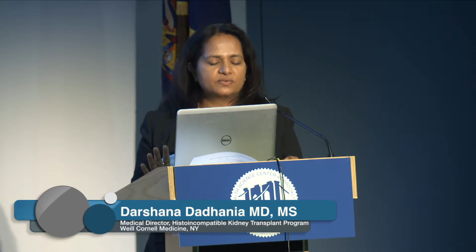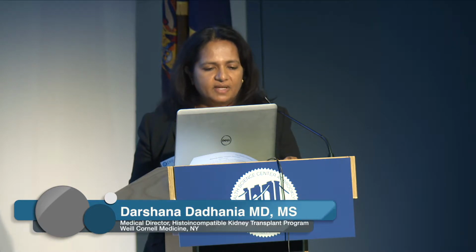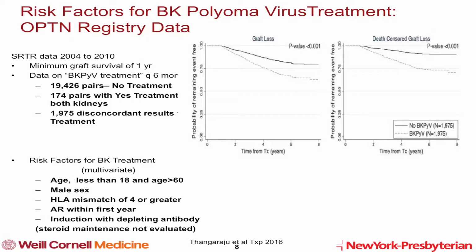When studying those recipients, the risk factors that they identified for BKV treatment, is how it was worded in the data form. By multivariate analysis, it was age, male gender, HLA mismatch, acute rejection treatment within the first year, and induction with depleting antibodies that came out as the strongest risk factor for BKV replication and injury.